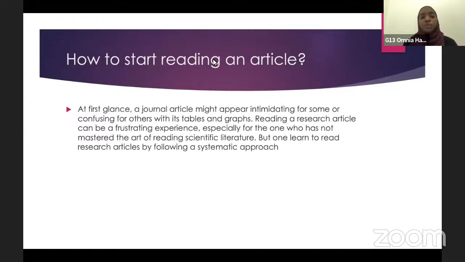So, how to start reading an article? The thing is that we have two steps in reading an article. The first step is to take a glance at the whole paper to decide whether we are reading the whole article or not. At first glance, a journal article might appear very intimidating for some or confusing for others, with tables and graphs. Reading a research article can be a frustrating experience, especially for those who have not mastered the art of reading scientific literature. But once you learn to read it in a systematic approach, it will be easy.